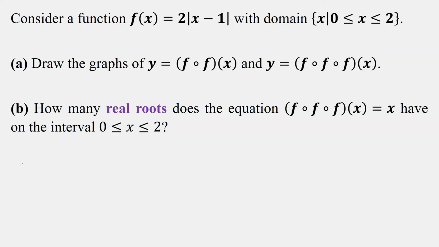And today we are going to solve the following problem. Consider a function f(x) = 2|x - 1| with domain x greater than or equal to 0 and x less than or equal to 2.